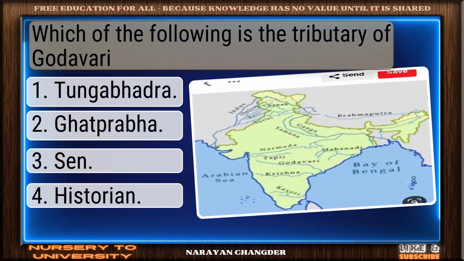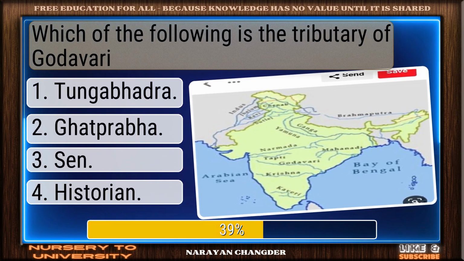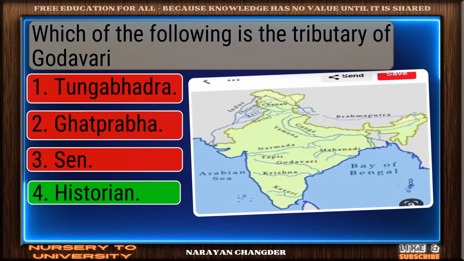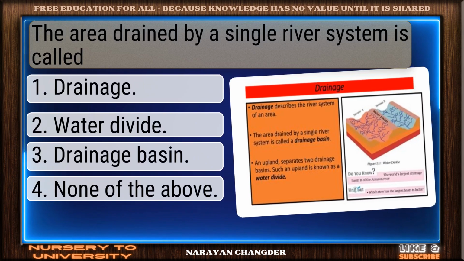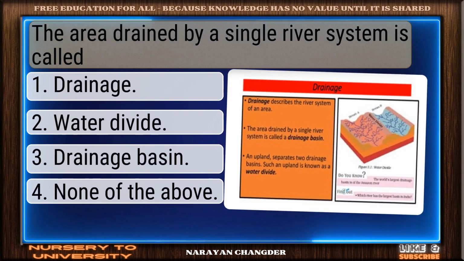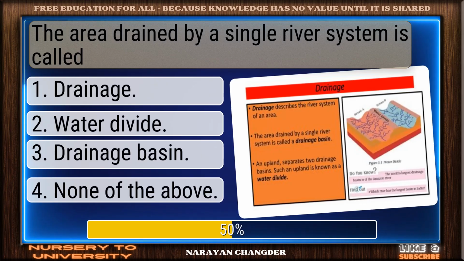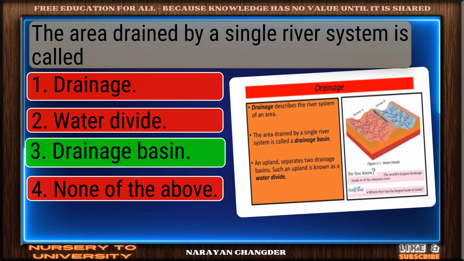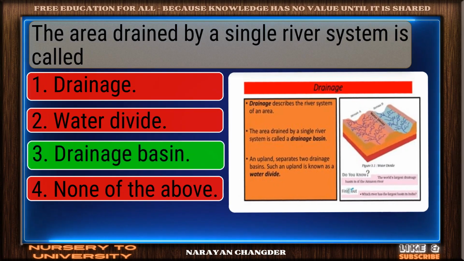Question number 115. Which of the following is the tributary of Godavari? Nice work. You chose historian and it is correct. Question number 116. The area drained by a single river system is called. On track. Drainage basin is the correct answer.